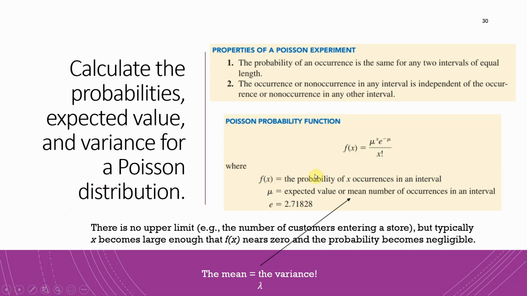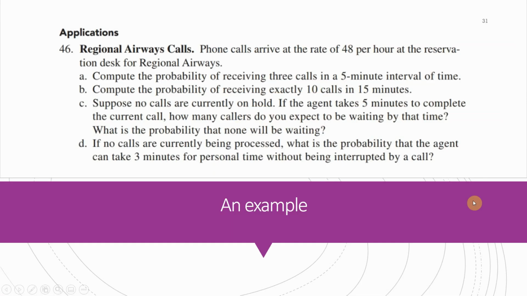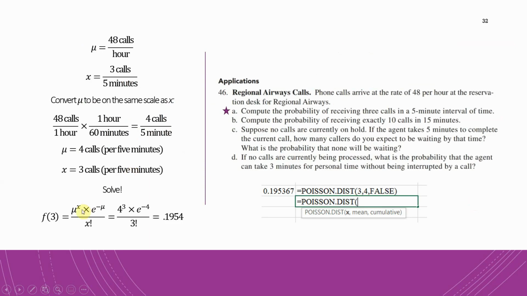The probability of X occurrences, we're interested in 3 for a given interval. It's a 5-minute interval. And then we have our new mu, the expected value or mean of occurrences in that same interval. Right, we have those values now. So now we can just plug and solve.